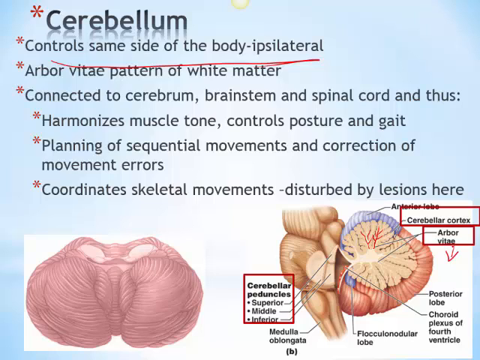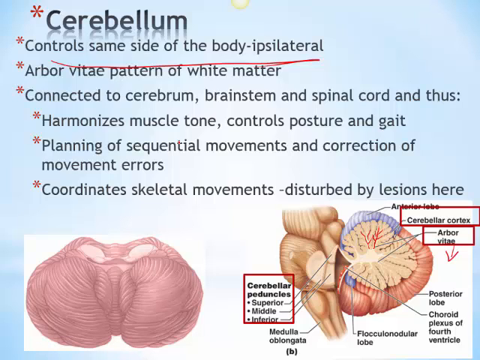So with the result, it helps to harmonize muscle tone. For example, when you reach for an object, you're not reaching in a jerky fashion like this, but your movements are extremely smooth. By harmonizing muscle tone and muscle activity, it makes sure that everything is very smooth. It also makes sure that movements are done sequentially and smoothly. And there is a correction of movement errors.